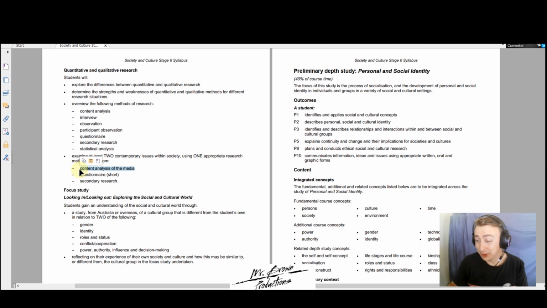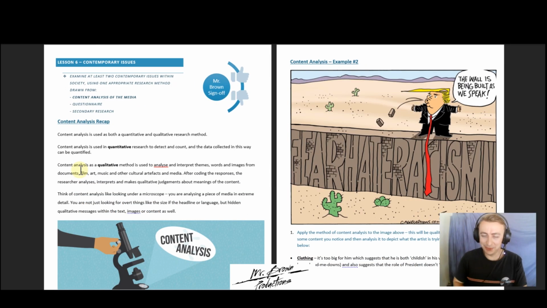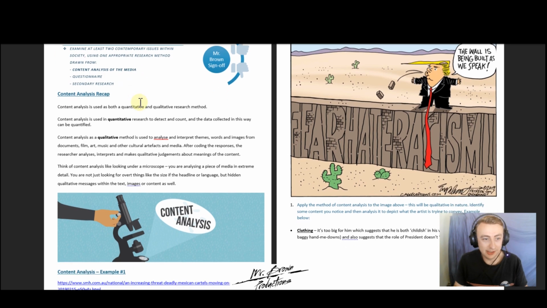We're going to actually look at 3 issues because we're all overachievers in SAC. Alright, first up, some of this is going to be done in class for this lesson, but I'll let you know what those bits are, so stay tuned. So contemporary issues using a content analysis. Bit of a tongue twister there.